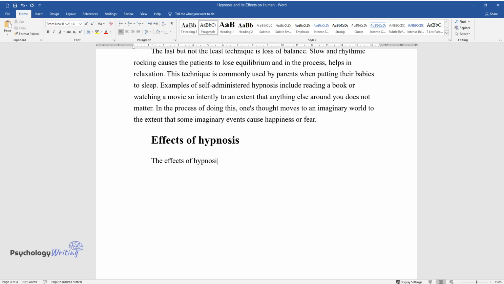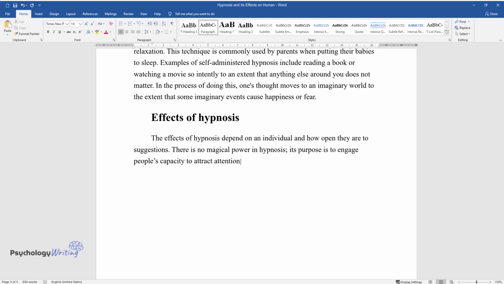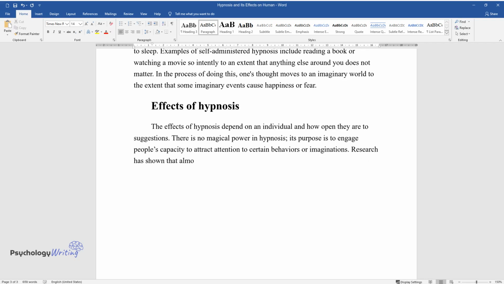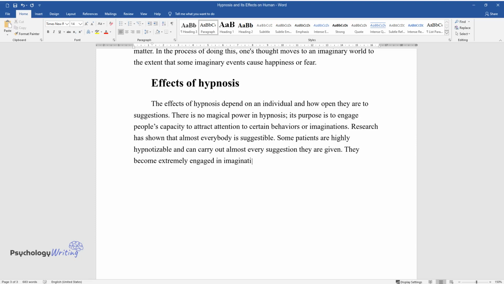The effects of hypnosis depend on an individual and how open they are to suggestions. There is no magical power in hypnosis, its purpose is to engage people's capacity to attract attention to certain behaviors or imaginations. Research has shown that almost everybody is suggestible. Some patients are highly hypnotizable and can carry out almost every suggestion they are given. They become extremely engaged in imaginative activities and their life is full of fantasies.